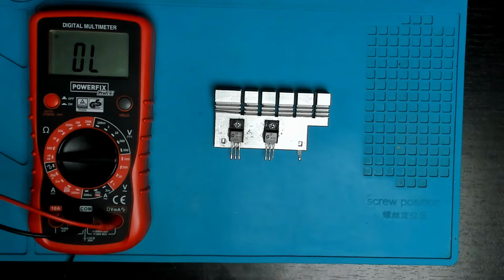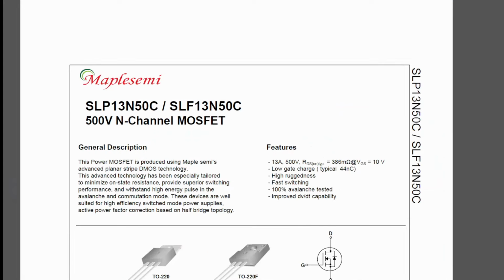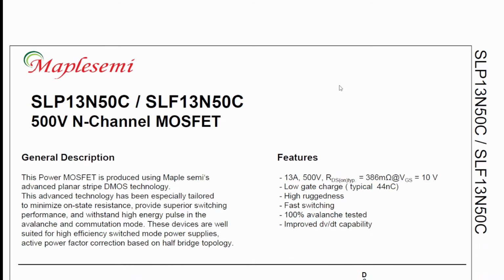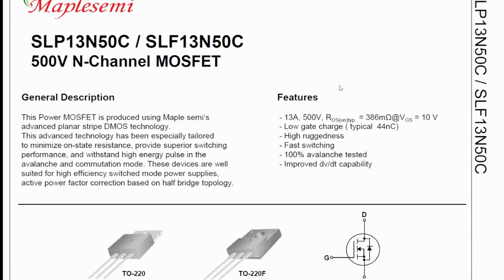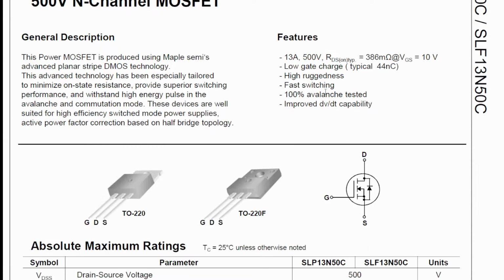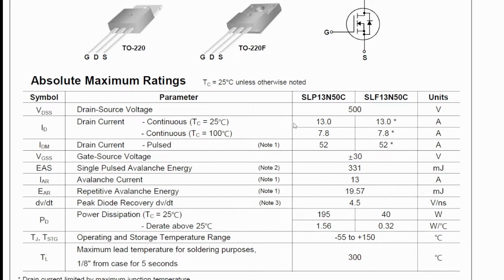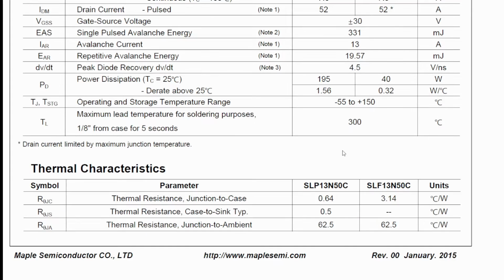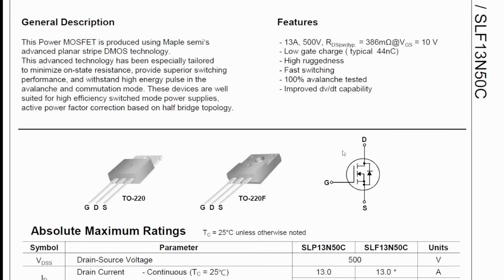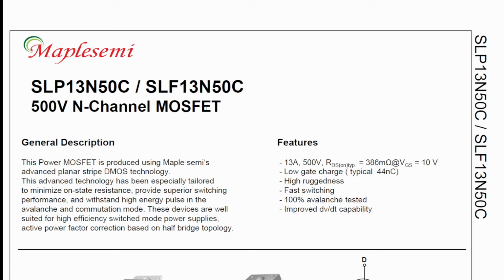Let's just see what they are. Okay, here we go. So it's an N-channel MOSFET. Volts gate source. What are we looking at here? The drain current pulsed 50 amps. 50 amps, that's quite a lot. SLF 13N 50C.